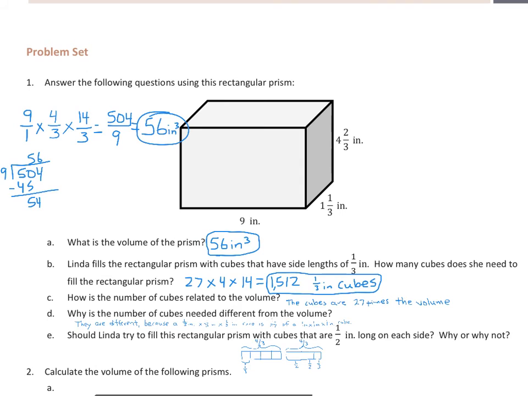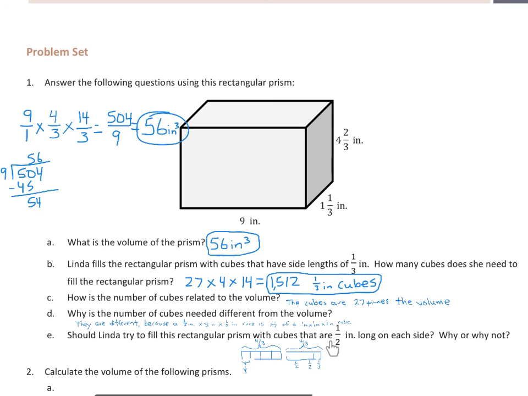So here are the answers to number 1. We have a volume of 56 inches cubed, and if they filled it with 1/3 inch by 1/3 inch by 1/3 inch cubes, we would have 1,512 of those. And that's related because it is 27 times the volume, and they're different because one of these cubes is 1/27th the size of a regular 1 by 1 by 1 cube that is created by multiplying length times width times height and getting the volume.